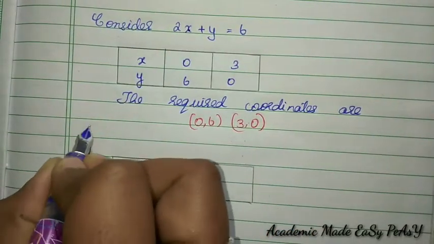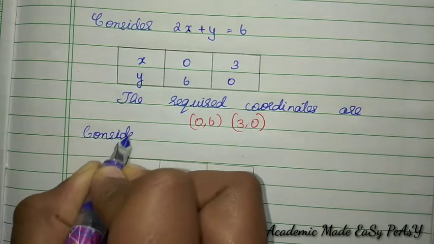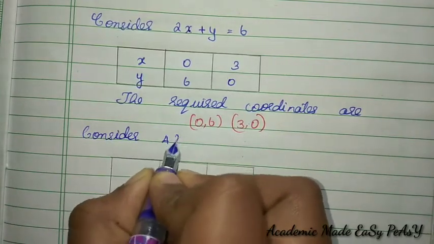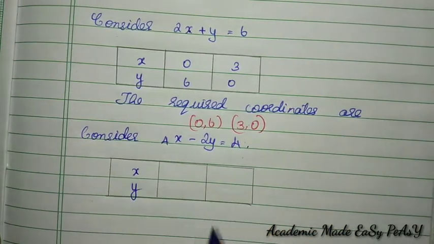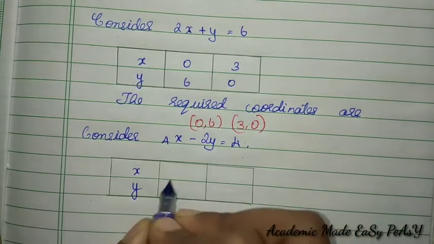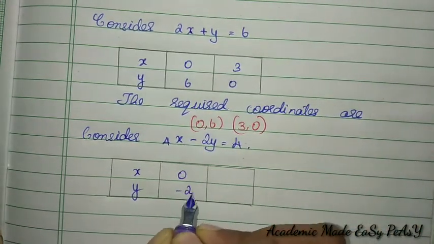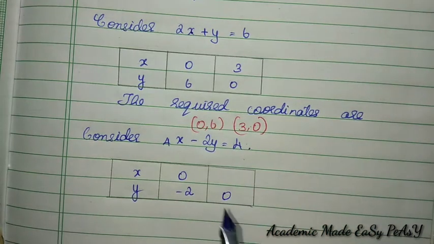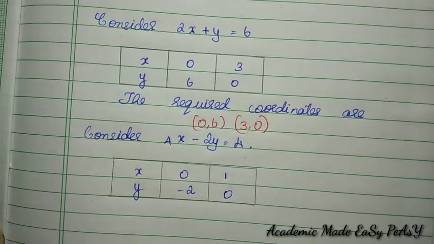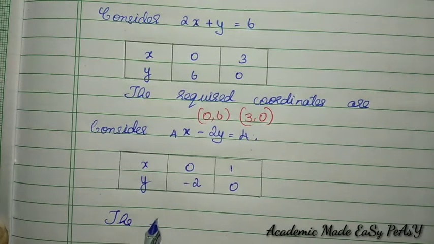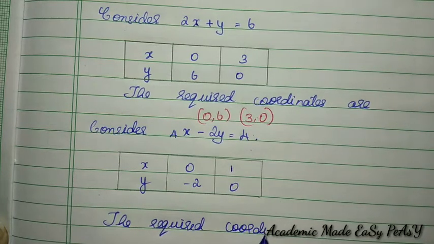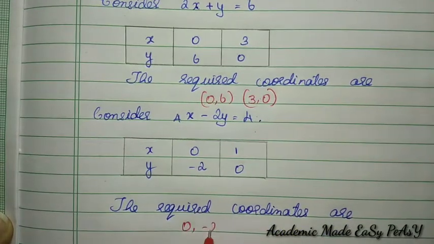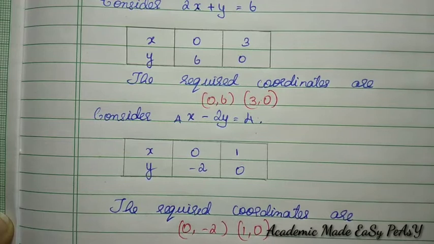So now consider 4x minus 2y is equal to 4. Okay, so x, y. If I have my x as 0, I will have minus 2. If I have my y as 0, I will have 1. So therefore the required coordinates are 0, minus 2 and 1, 0.